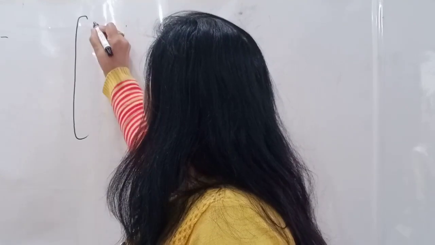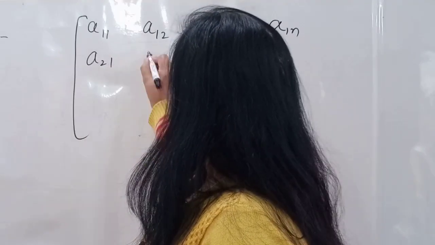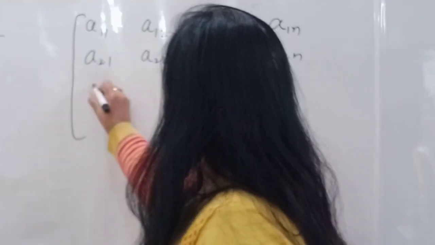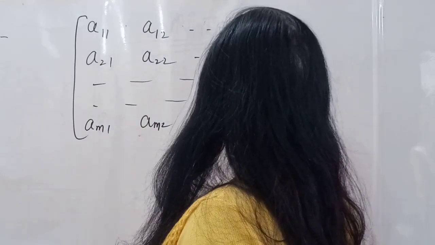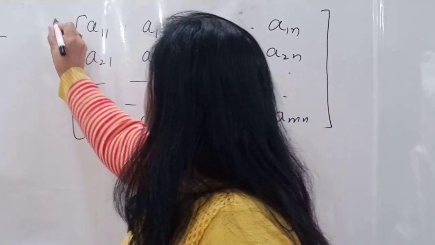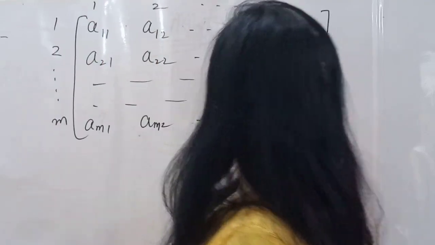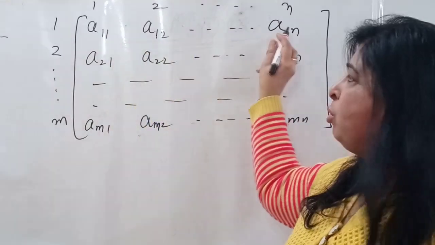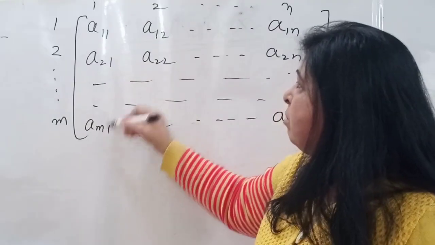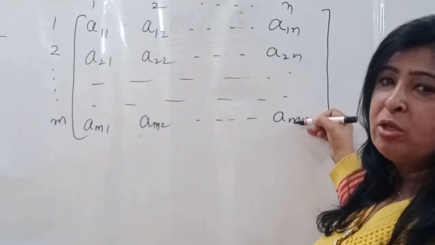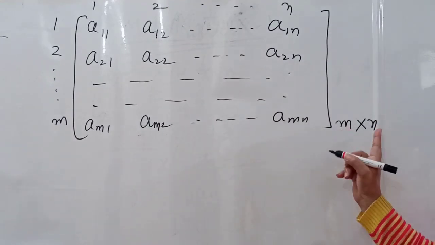The general form of the matrix is given by A11, A12, A1n, A21, A22, A2n, AM1, AM2, AMN. Here we write 1, 2, M. Here we write 1, 2, N. So this is the first row, this is the second row, and this is the mth row. This is the first column, this is the second column, and this is the nth column. The order of the matrix is given by M by N, which has M rows and N columns.